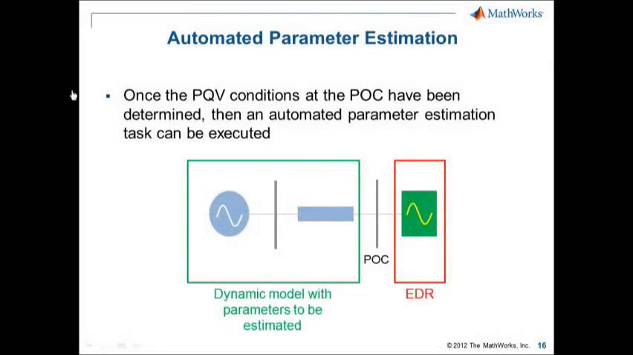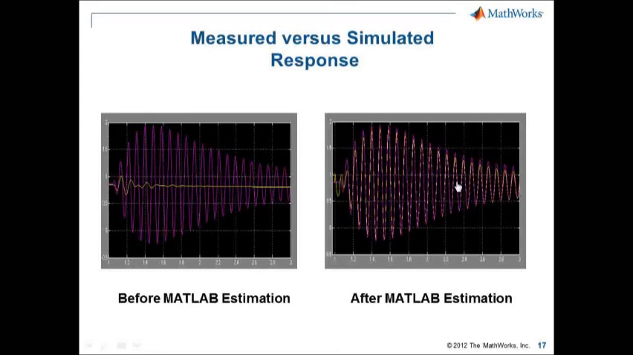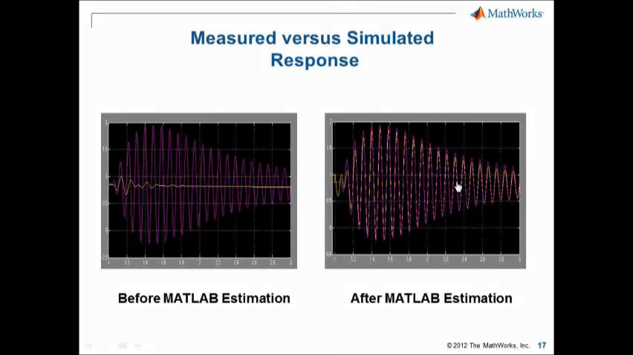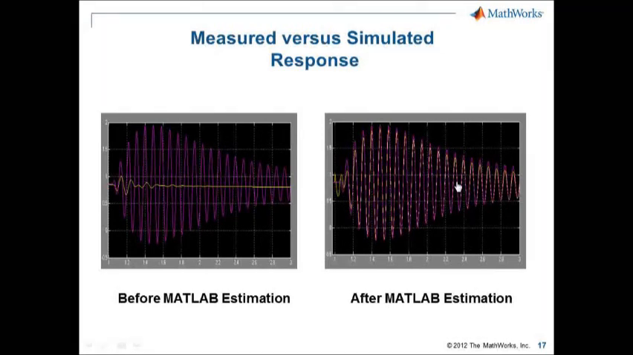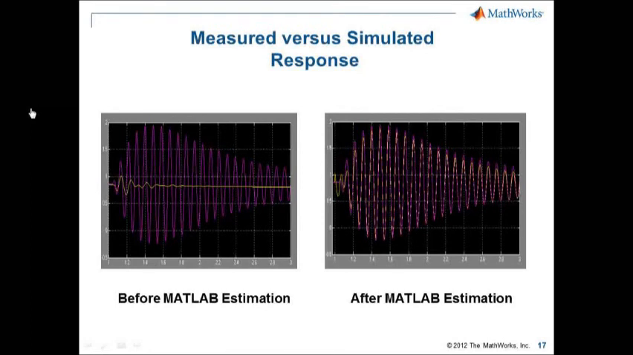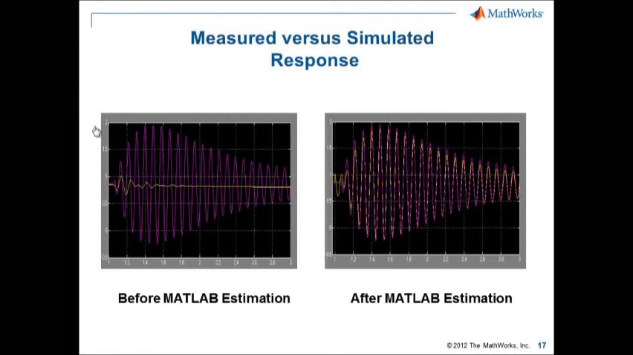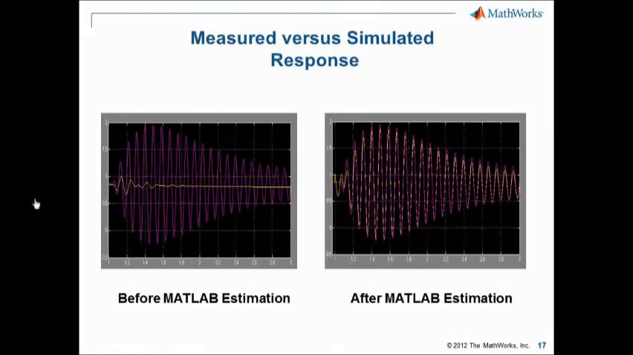So just to recap that part, here are the two plots side by side. Before MATLAB estimation, you can see how far the plots were from each other. And then after the parameter estimation task was run, the responses were optimized, and you can see a very good correlation between the measured and simulated response. So this is an automated process that can help you identify the parameters of your dynamic models of field equipment, such as wind turbine or synchronous generator or excitation systems or even governors.